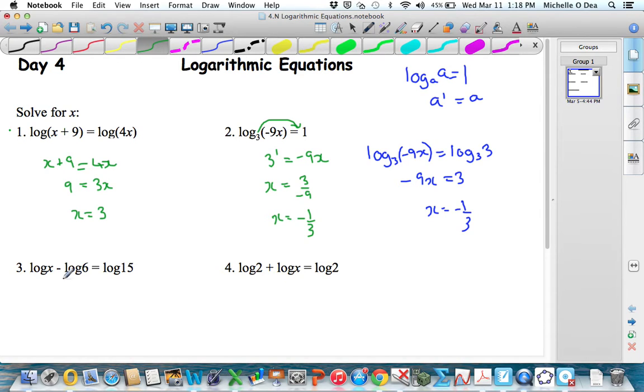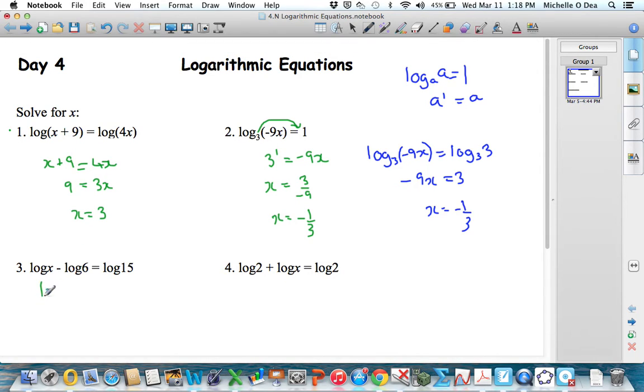All right, let's look at a slightly different question because we have a minus this time. And this is where we need to use our log rules. We can see from the first question, as soon as we have a log equals a log, it's a really easy question. So if we can rewrite this as one log. Now I'm subtracting two logs, so I can use my subtraction rule or the quotient rule. And I know that I just have log of x divided by 6, and that's equal to log 15.